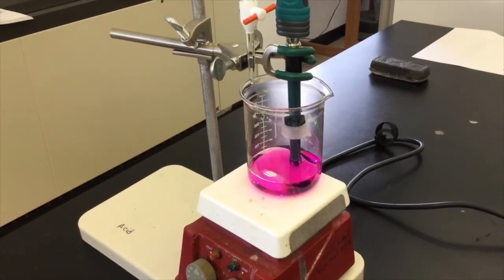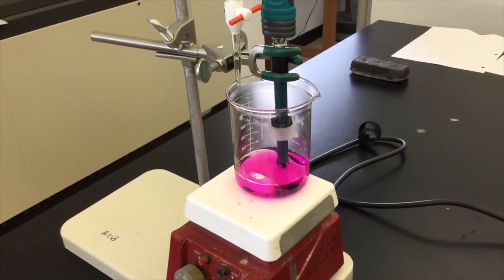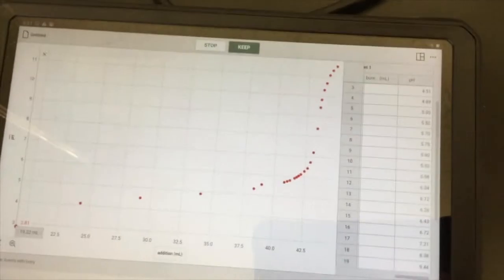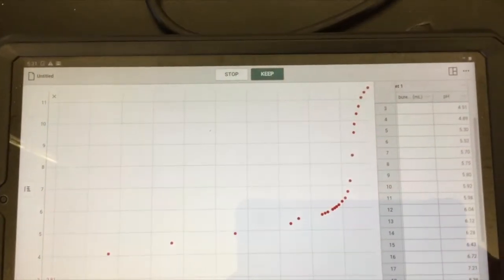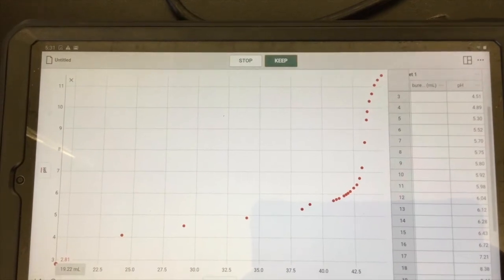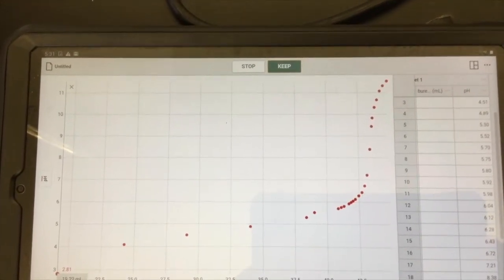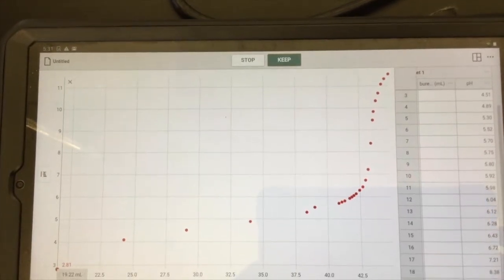I've continued to add just a few drops at a time, and you can tell that while the color's a little darker, it hasn't changed a whole lot. Now if we look at our graph, notice that instead of continuing to rise very sharply, it's starting to bend over again. It's starting to have less and less of a slope. And so we're going to see very soon it's going to level out quite a bit.